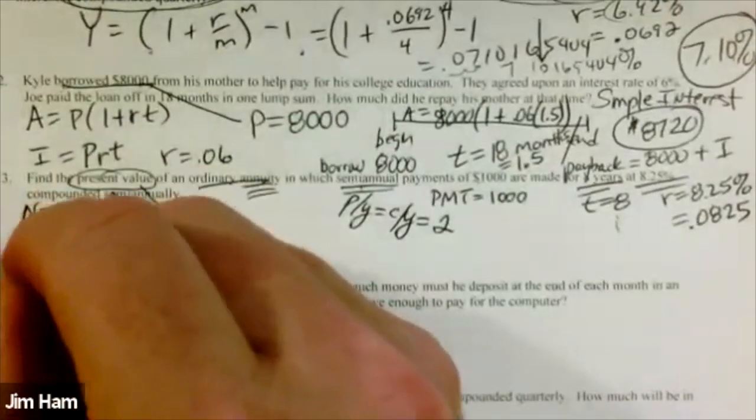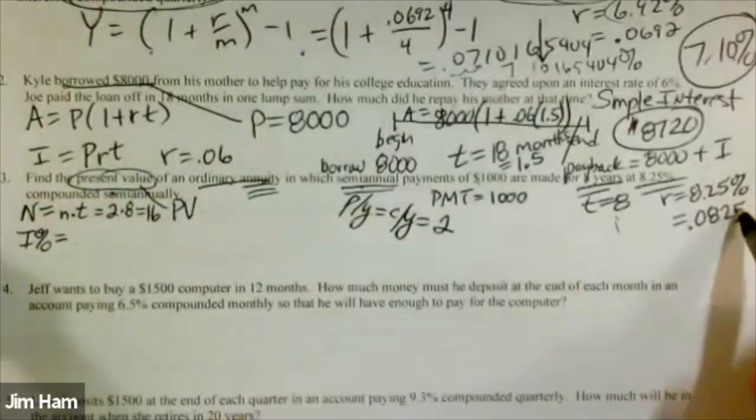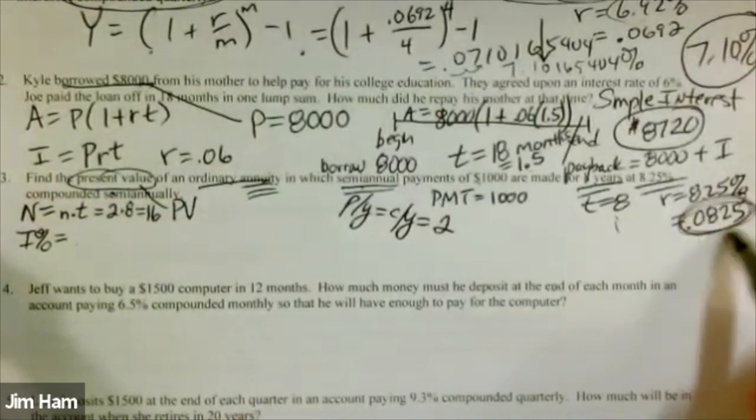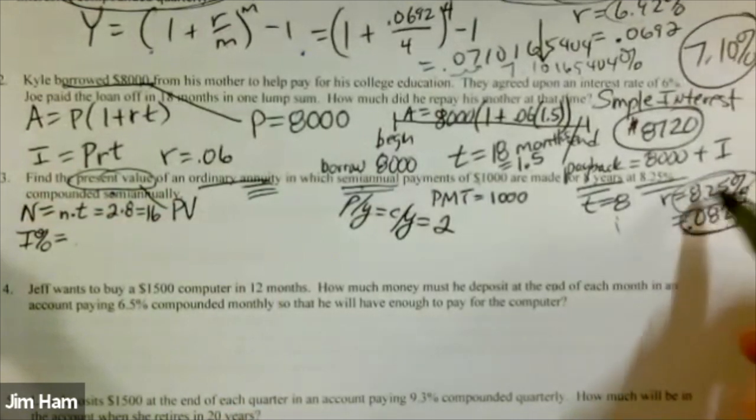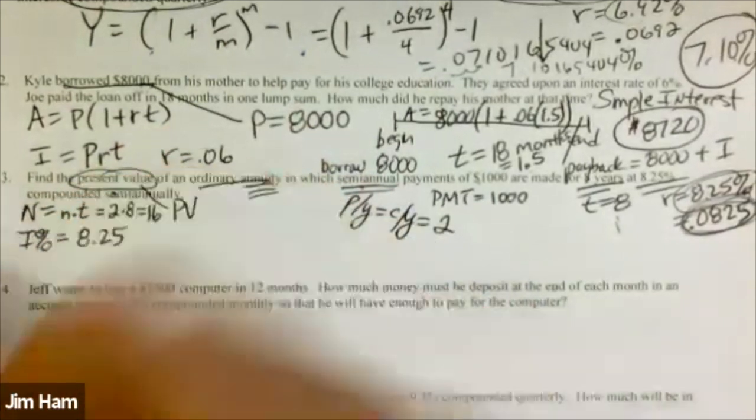All right, the next one that comes is I%. An error that I see every now and then is students will put in this number incorrectly. What the TVM solver wants is the percent. So you want to write 8.25 here instead of 0.0825.